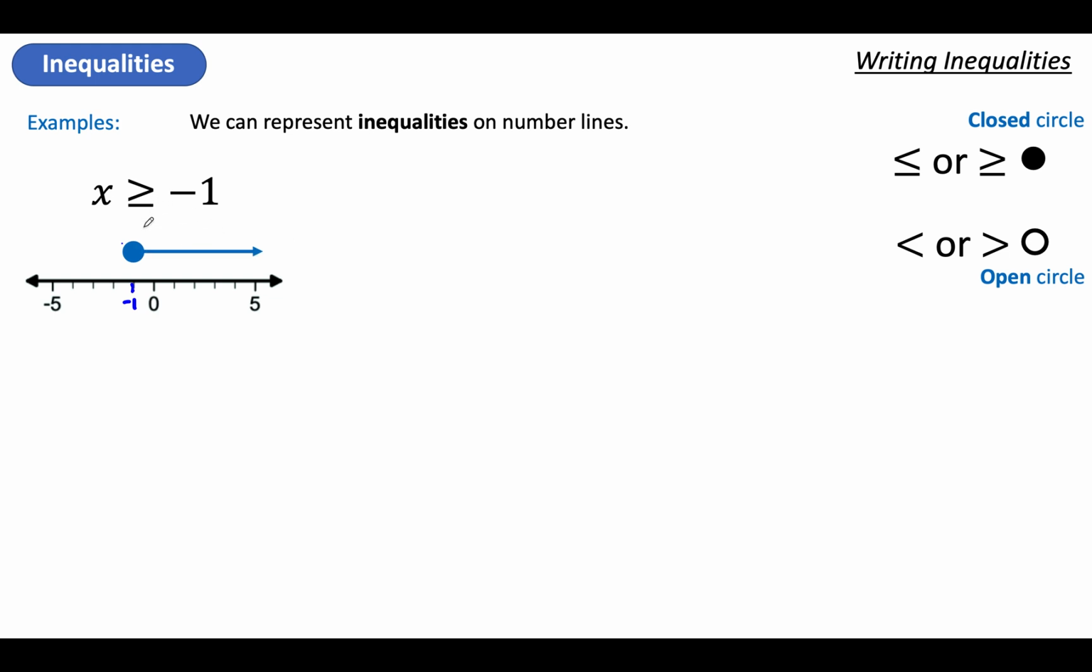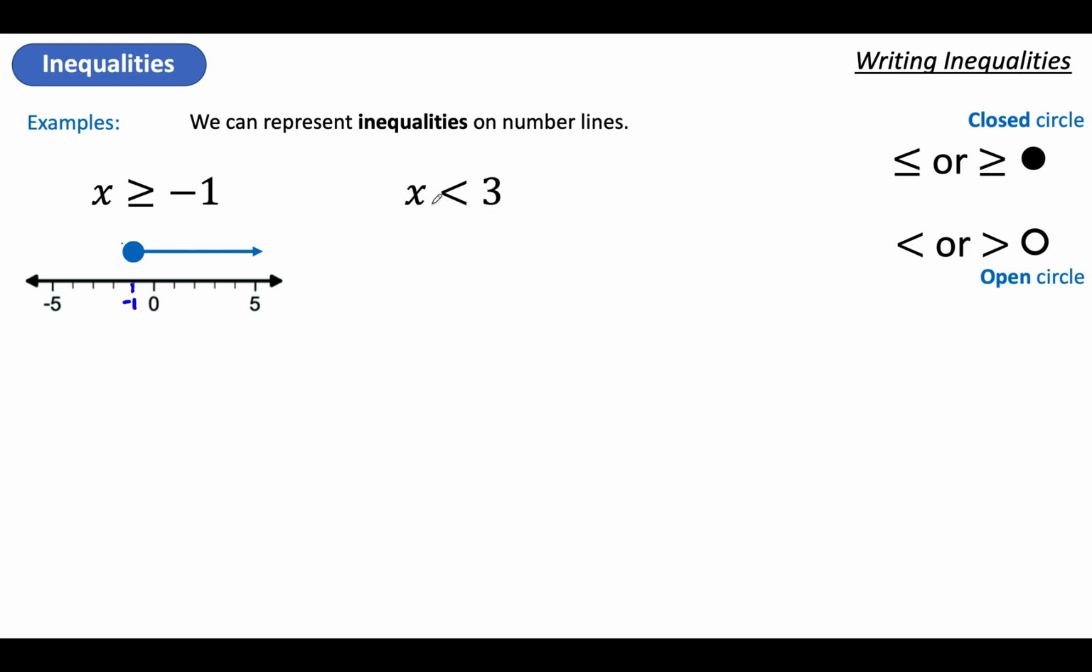Okay, it's a filled in circle because it's greater than or equal to. That equal to means it's filled in. And because it's greater than -1, I put an arrow to the right, which is all the numbers that are greater than -1. Let's show you another couple.